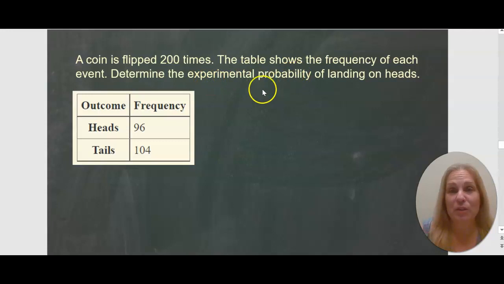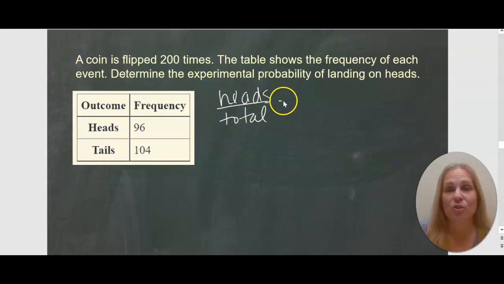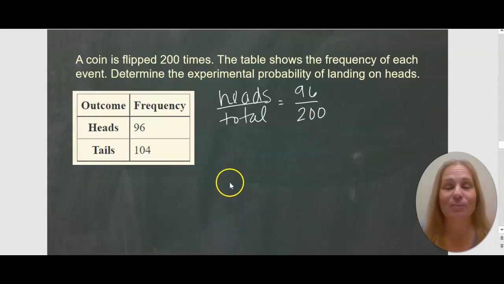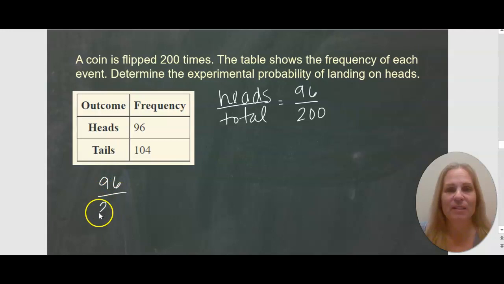So our experimental probability would be heads over the total. So that would be 96 over 200 because it was flipped 200 times. Now, I can reduce that, right? So 96 over 200, I could start by taking half of each number. So divide by 2 on the top, and that's 48. Divide by 2 on the bottom, and that's 100.